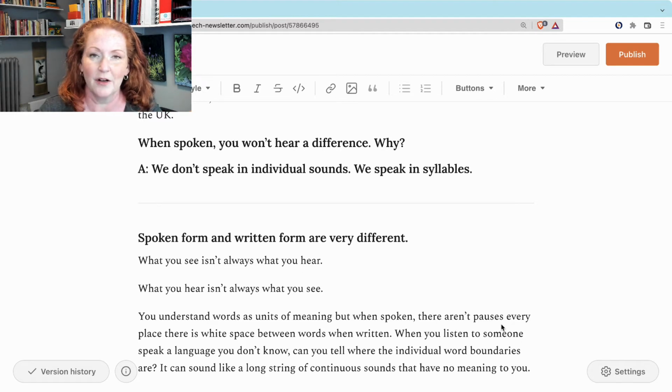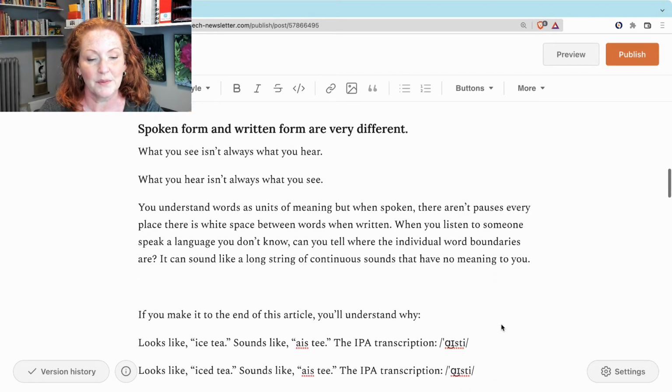continuous string of sounds that have no meaning to you, because they don't, but you won't hear as many boundaries because you don't know where those units of meaning are. So that's what this is about.